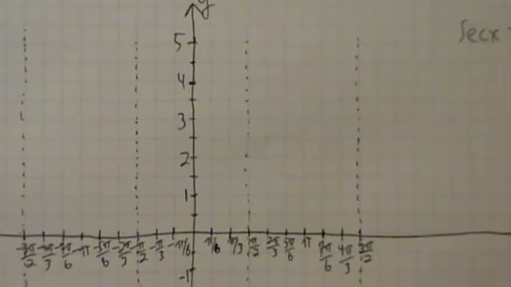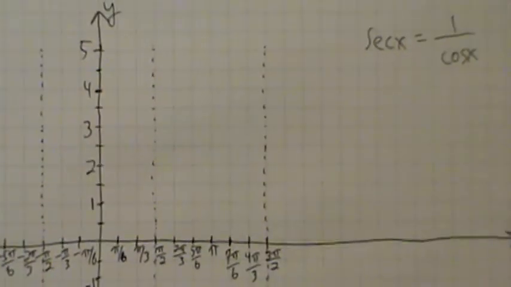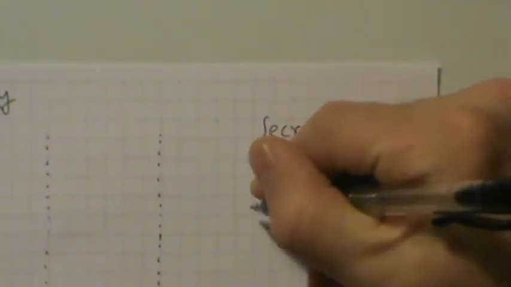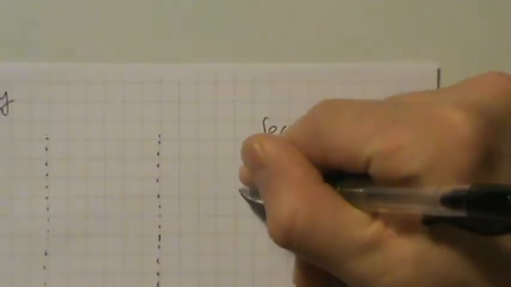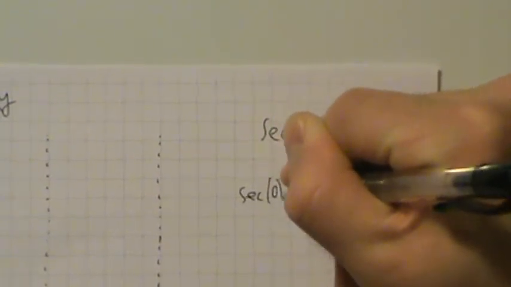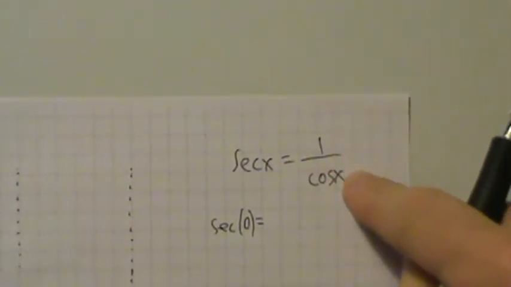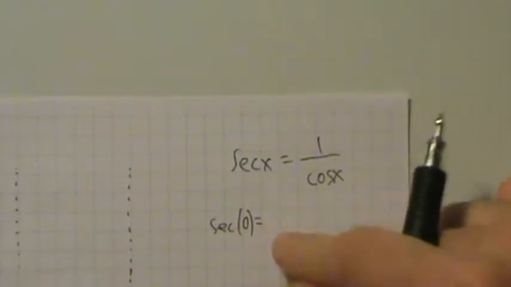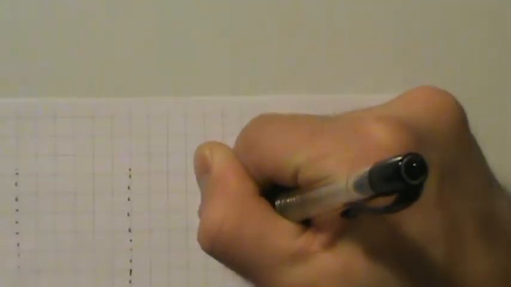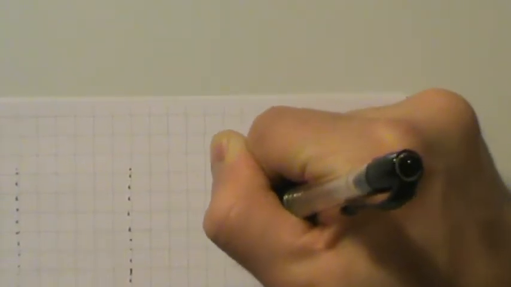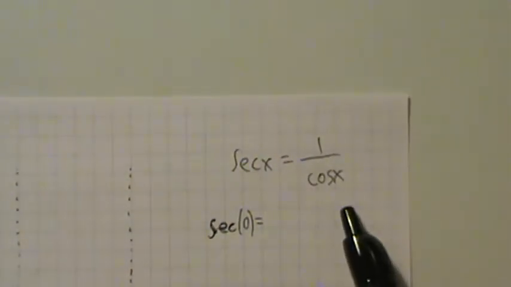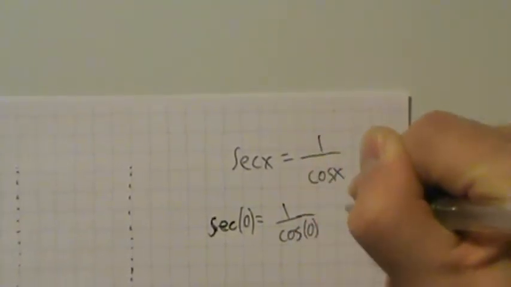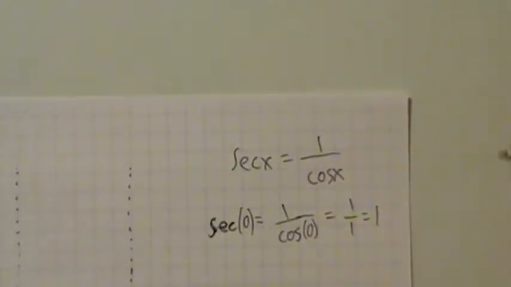All right, now let's just start plotting some points. Let's start at 0. So secant of 0. What's the secant of 0? Remember, this is going to help us out here. If you don't have the secants memorized from the unit circle, maybe that's okay, but definitely have cosines memorized at least. So secant of 0 is 1 over cosine of 0, which is 1 over 1, which is 1.